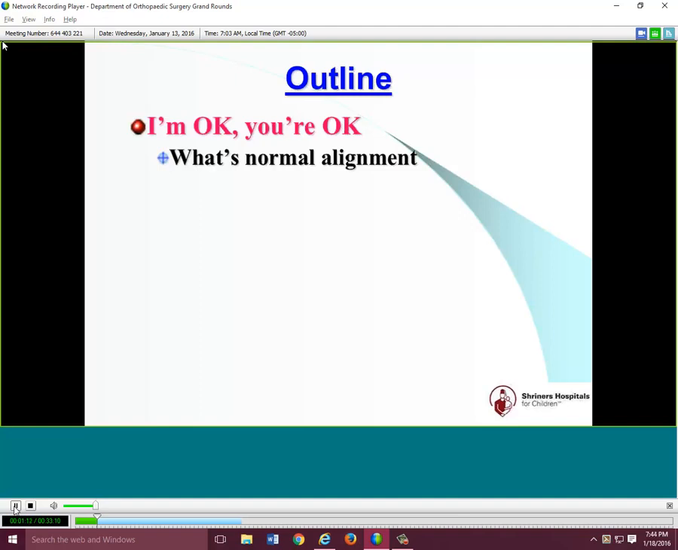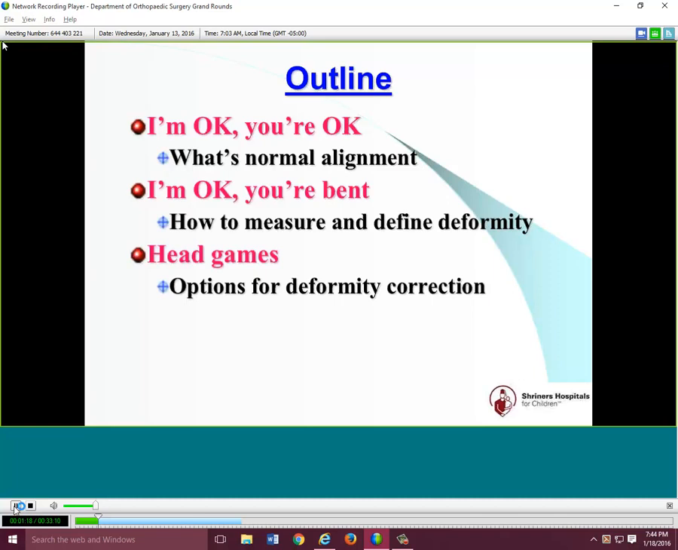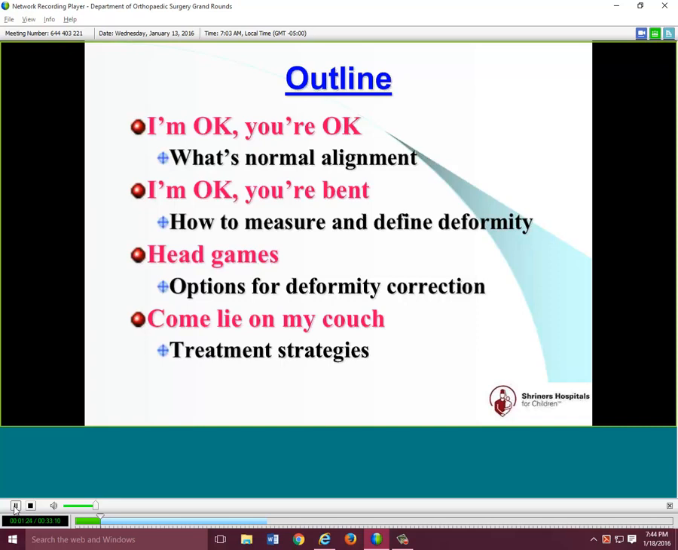So we're going to talk about normal alignment. We're going to talk about figuring out if things are not aligned and how to fix those. Different strategies for getting things straight, and then actually how to do the treatment of it. And that last part, we're probably running out of time a little bit.